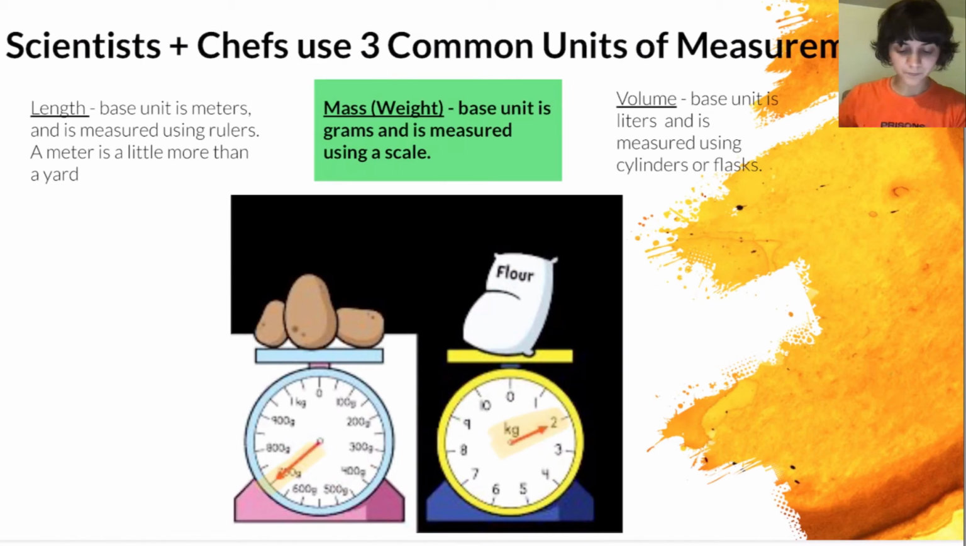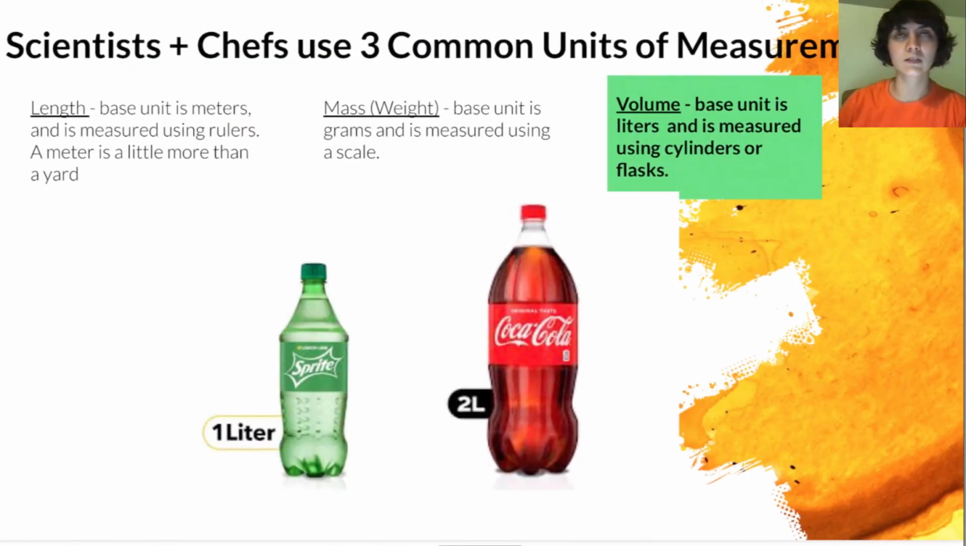And then finally, volume. Volume is the amount of a liquid or a free-flowing object that can fit into a space. So volume is like the capacity. And the base unit for volume is liters, and you can measure volume in a cylinder or a flask or something that can hold the capacity of the object, right? And so here I just have a 1 liter and a 2 liter bottle of soda. So 2 liter is obviously bigger than a 1 liter bottle of soda, right? But this is one measurement that you're already using whenever you drink soda. Okay.